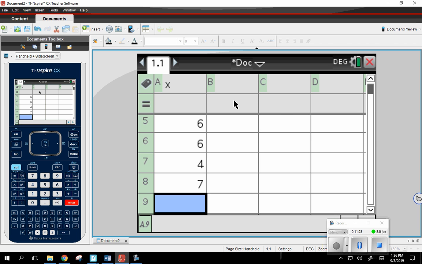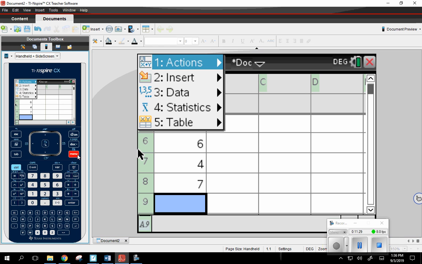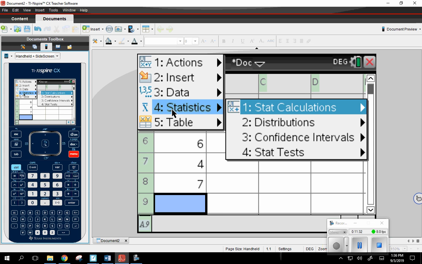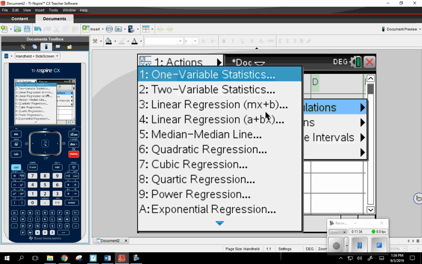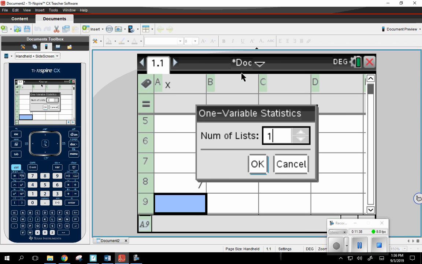Okay. Well, now that I got all my data in, what do I do? Okay, so I'm in an empty cell. Press menu. Statistics. This is one variable. It's just one set. Just click OK past that box.